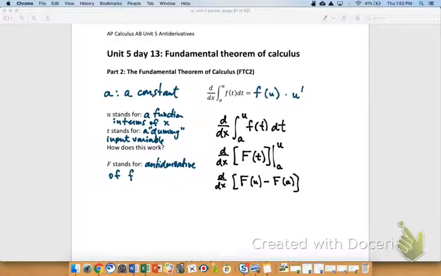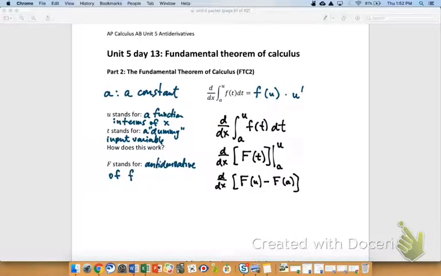Okay, so I've done everything inside that antiderivative. The definite integral is complete. Now I need to do the derivative. And let's remind ourselves, isn't capital F just the antiderivative of f? So what would you guys guess the d dx of capital F would be? Lowercase f. There you go.